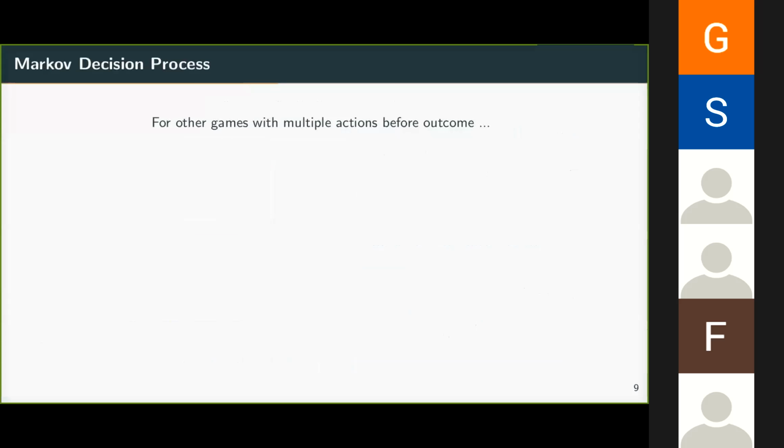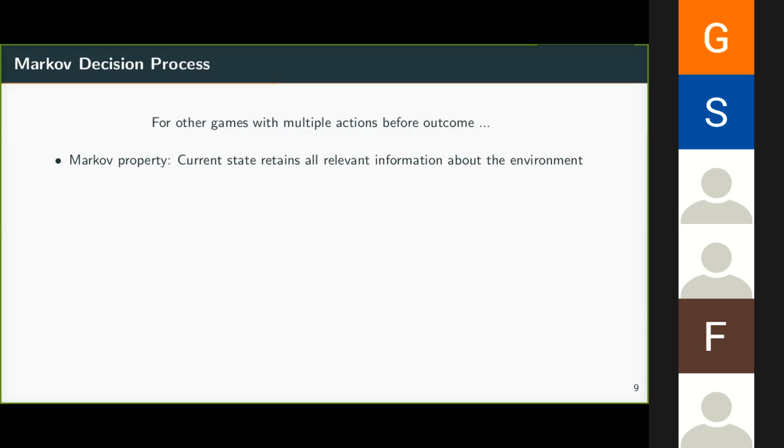But then the other complication is not all games have a single outcome. Not all games are dice games, right? So for other games with multiple actions before the outcome, meaning that I need to do a series of actions before I know whether I will win or lose, or you need to play multiple steps before you know if you will win or lose. These are called slightly complex games with delayed rewards. One action will not give a reward. You will only know the reward at the end of the game.